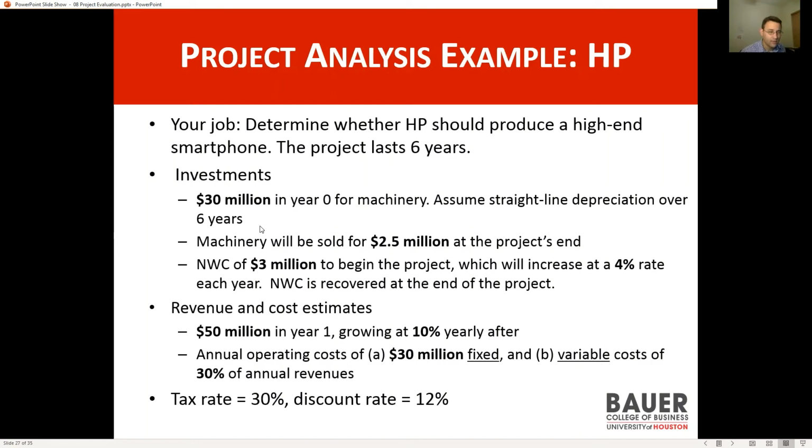There's salvage value. So at the end of this project, at 6 years in the future, you put in 30 million, you're going to get out 2.5 at the project's end. Okay, it's not all gone. You're going to get some of that back as salvage value.